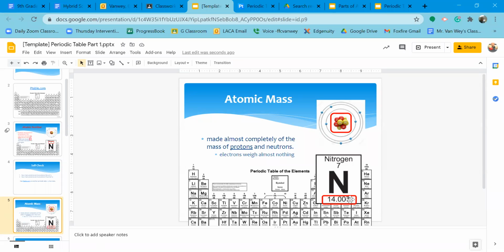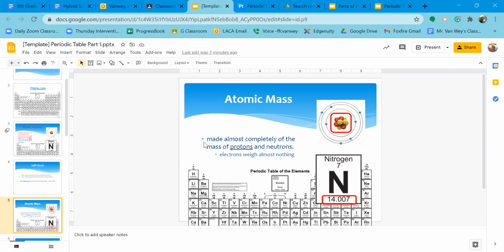But 7 out of every 1,000 nitrogen atoms might have an extra neutron. And so that's what this little decimal point here is. That's where that factors in on this average. Okay. If you take 1,000 nitrogen atoms and you weigh them, you would find that 7 of them have a mass of 15. Okay. And that's just the way it is. 7 of them would have an extra neutron.